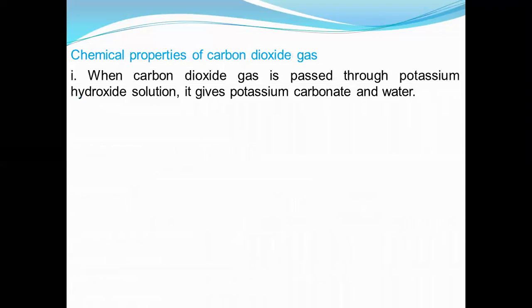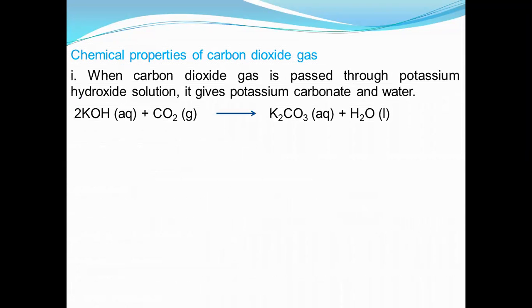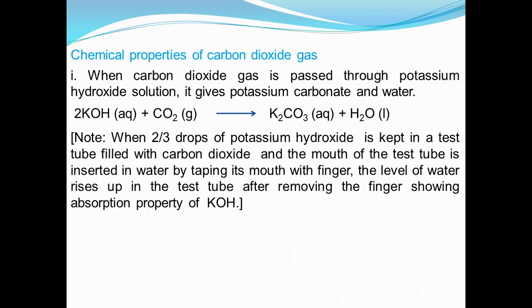So when carbon dioxide gas is passed through potassium hydroxide solution, it gives potassium carbonate and water. We have already studied this before: carbon dioxide gas when passed through an alkali gives the related carbonate and water. After that, there is one activity we can do here.